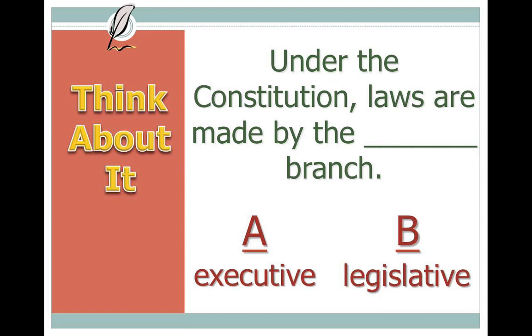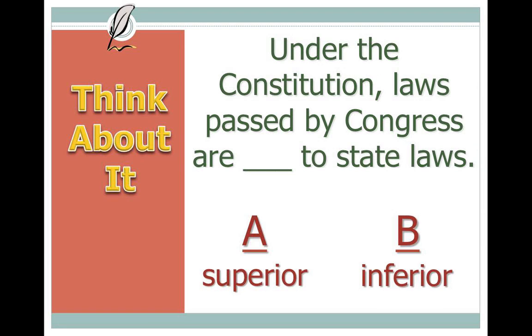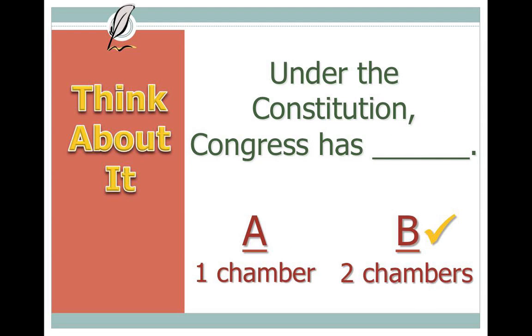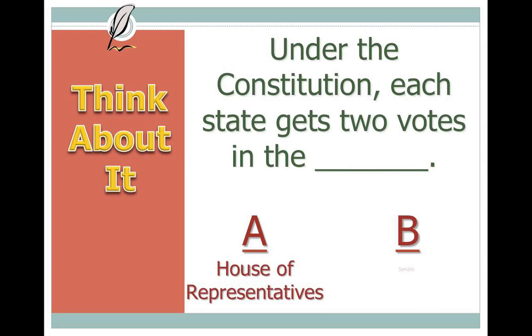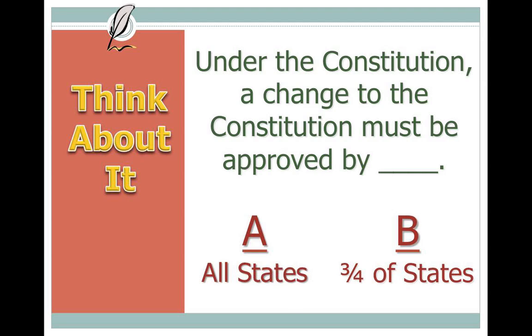Under the Constitution, laws made by the legislative branch are superior to the state. Under the Constitution, laws passed by Congress are superior to state laws. Under the Constitution, Congress has 2 chambers, the House and the Senate. Under the Constitution, each state gets 2 votes in the Senate. And under the Constitution, the number of votes each state gets in the House is based on its population. Under the Constitution, a change to the Constitution must be approved by 3/4 of the states, which is still very difficult.